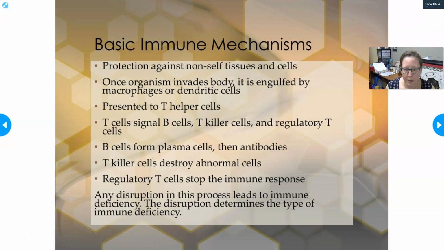The B cells, once they've been activated by the T helper cells, will become plasma cells, which are basically little antibody factories, and then produce a bunch of antibodies. The T killer cells, when they were activated by the T helper cells, go do their job and destroy all the abnormal cells. And then the regulatory T cells will stop the immune system response at the appropriate time when the threat has been neutralized. So any disruption in this process can lead to immune deficiency, and the disruption will determine the type of immune deficiency. Or, of course, like I said, if the regulatory T cells aren't doing their job, then there's an overactive immune system.